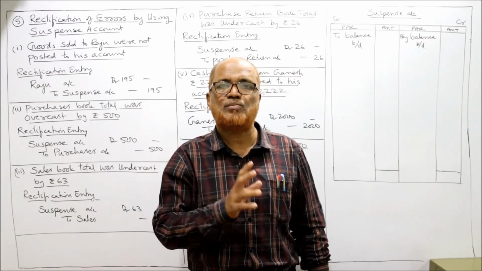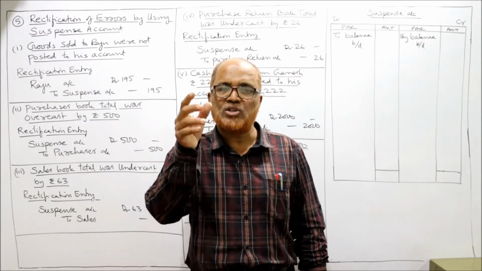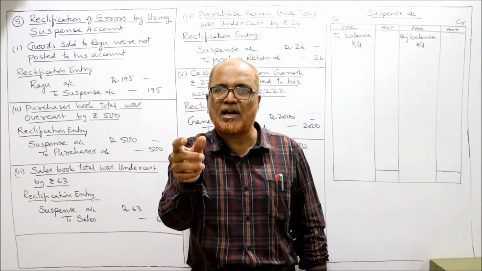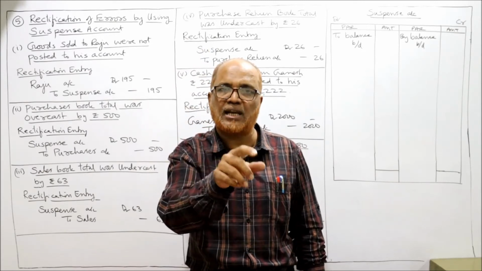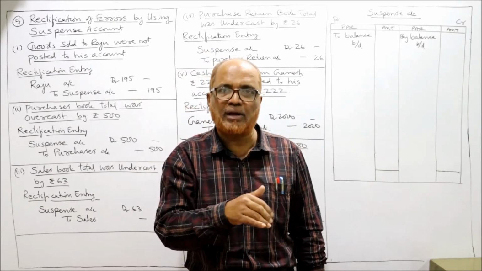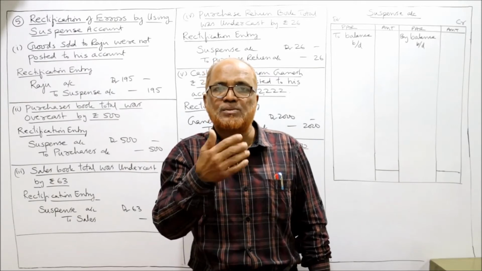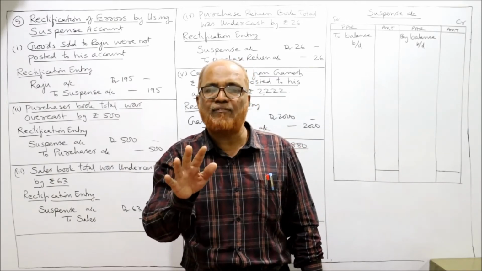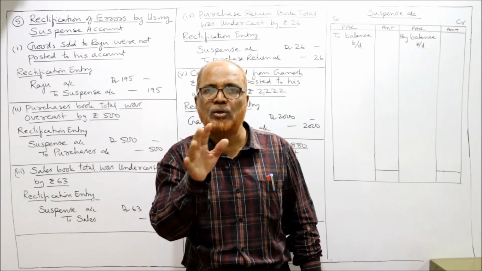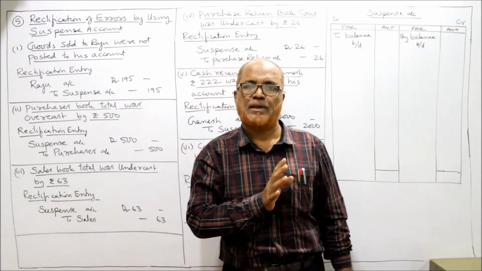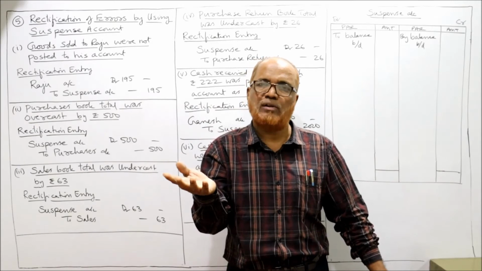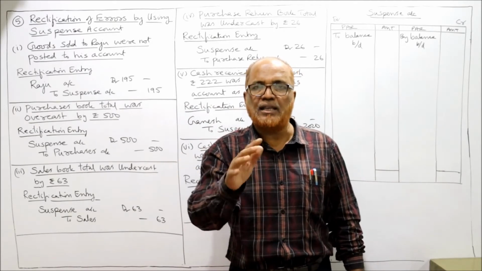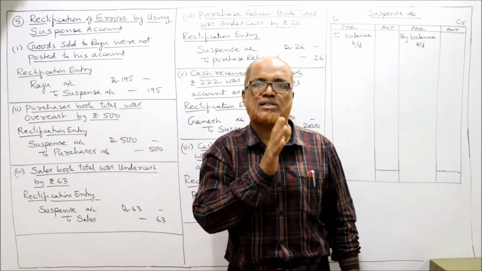Similarly, purchases book is undercast. So purchase book is undercast means purchase account debit side was taken less. Now we have to debit purchase account. The corresponding credit we have to give to suspense account. The dual effect will be completed by using suspense account. So one account as usual we have to debit or credit and the other account should be suspense account.